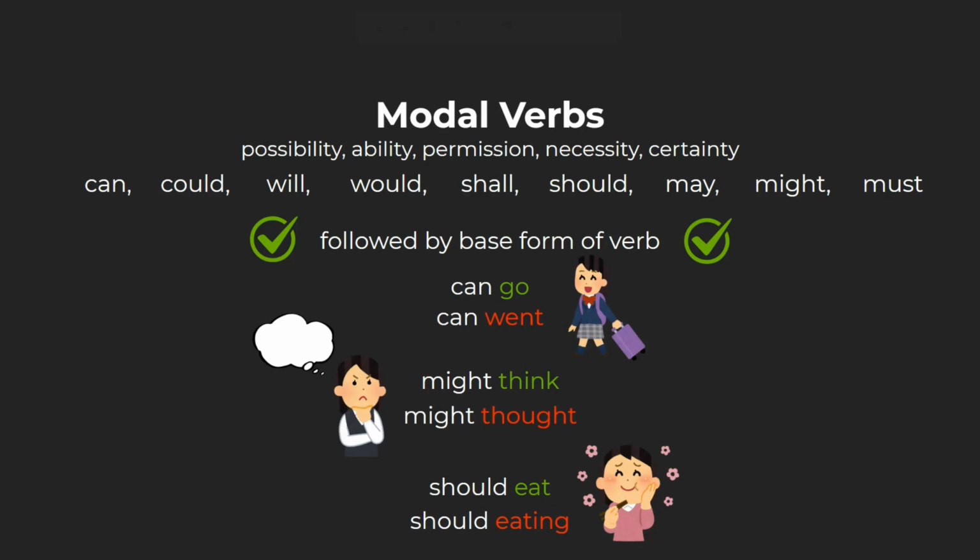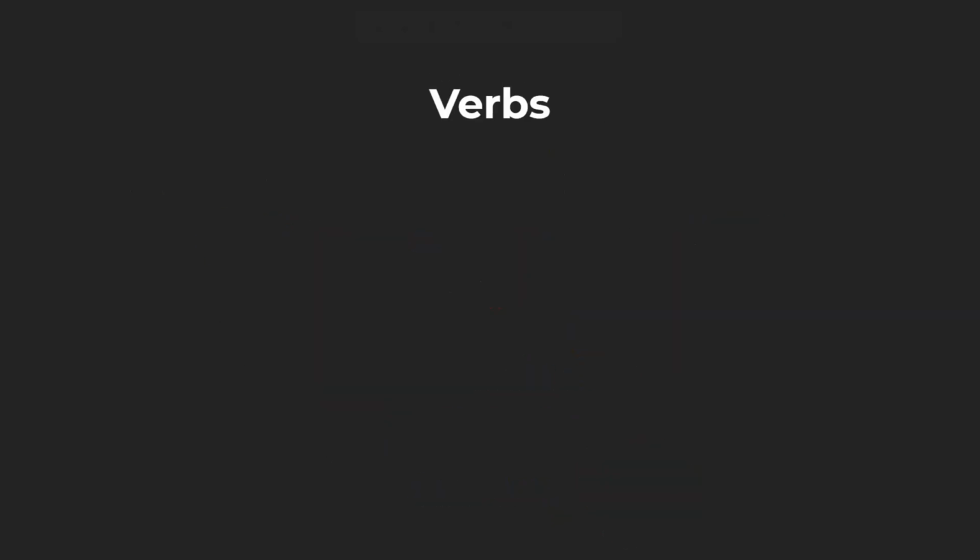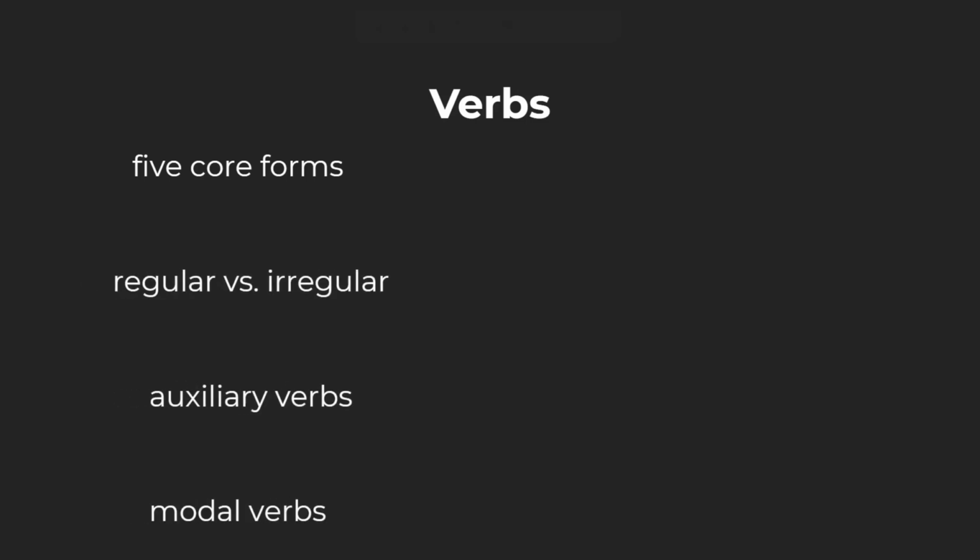And that wraps up the first half of our review on verbs. We've covered the 5 core forms of a verb, regular versus irregular verbs, auxiliary verbs, and modal verbs. Stay tuned for our next video where we'll delve into gerunds, infinitives, and more about past participles.